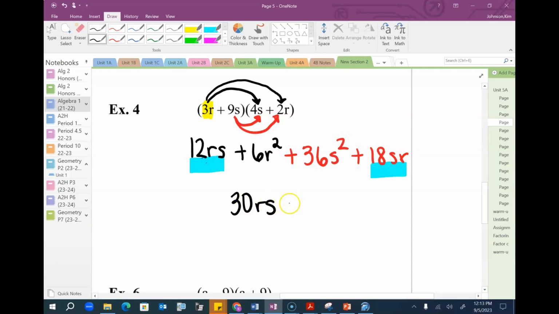So those two terms get put together, and then we're going to go ahead and add the 6r squared and the 36s squared. And that is all for multiplying polynomials.